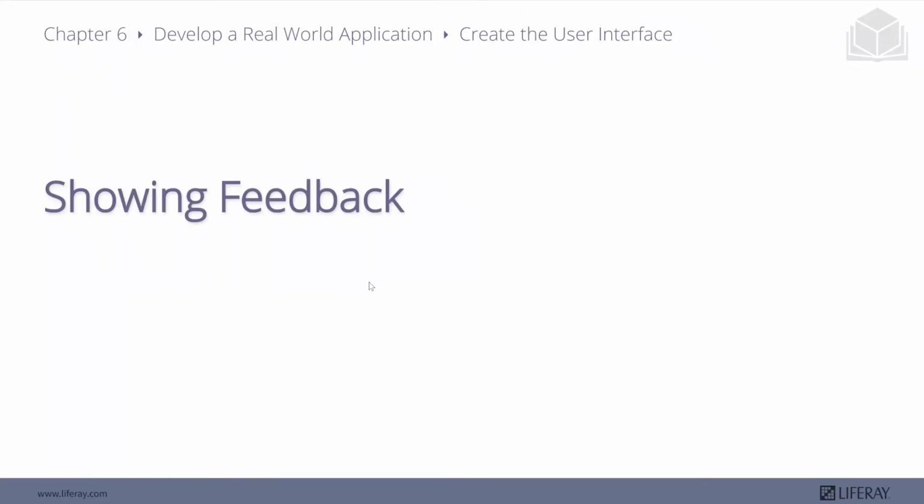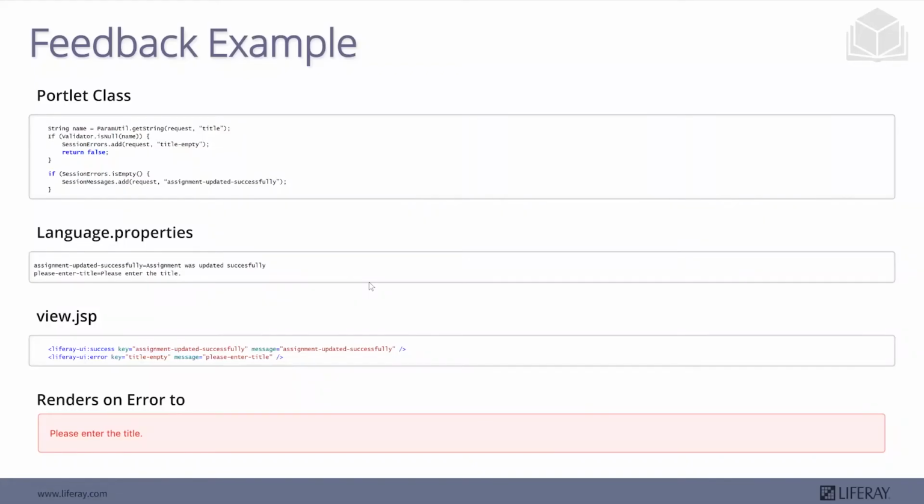So next up is feedback, displaying some sort of meaningful message back over to the end user. So feedback is done using two classes, session errors for errors, session messages for messages. Our errors are done with session errors, our success messages are done through session messages. So what does this look like?